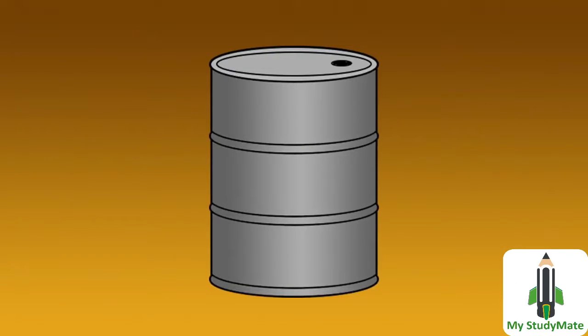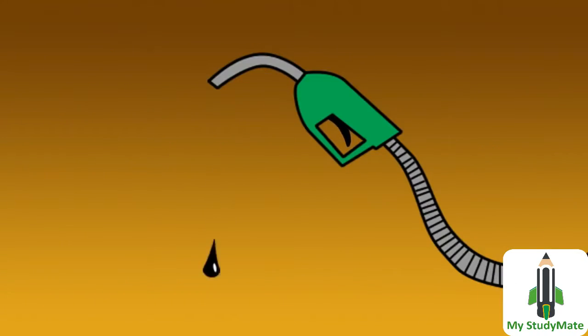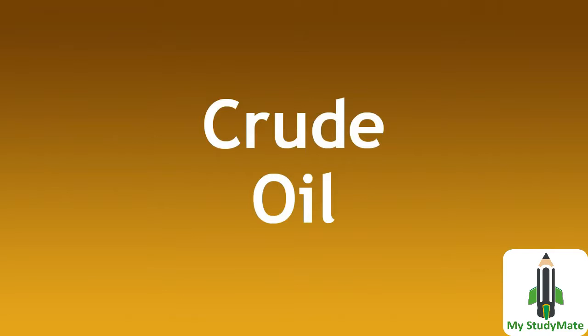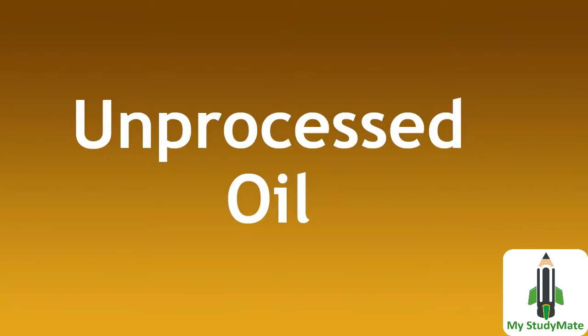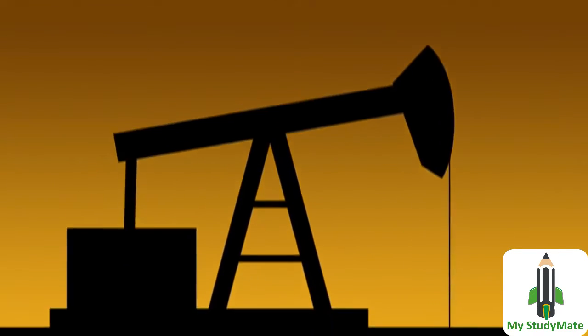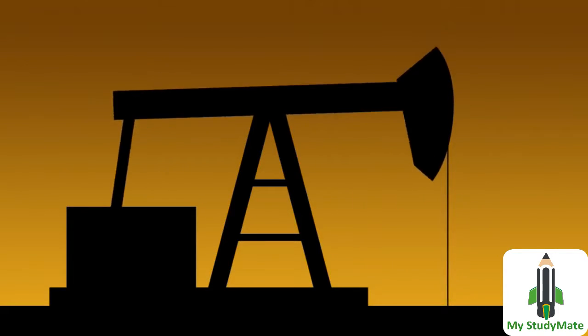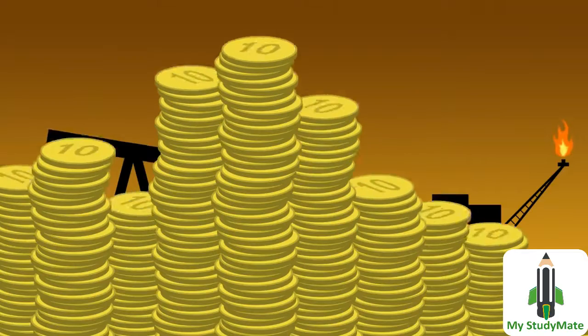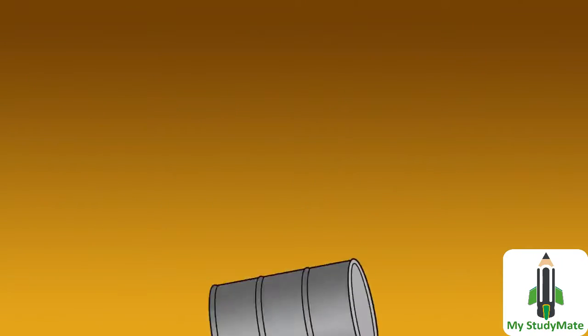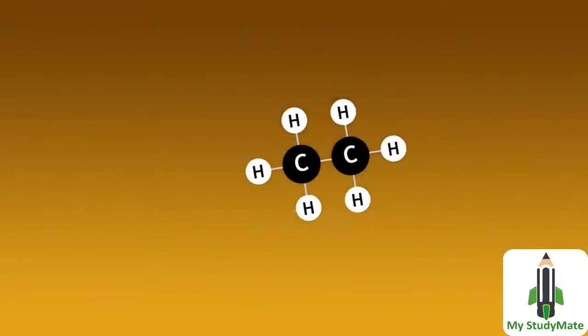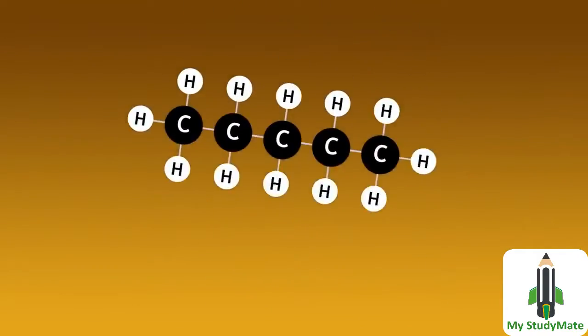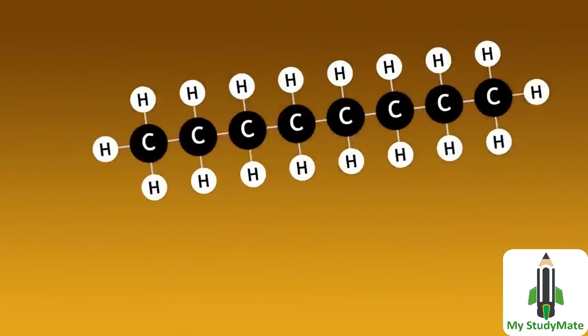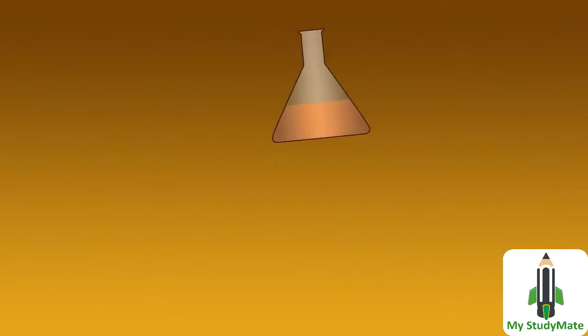In this video, you will learn how fractional distillation separates crude oil into useful fractions. Crude oil is the term used to describe unprocessed oil, that is, oil that has been taken directly out of the ground, either on land or under the sea. It is an exceptionally valuable resource. It provides us with a great number of hydrocarbons, some of which are useful as fuels and others are used in the manufacture of many different chemicals and even plastics.